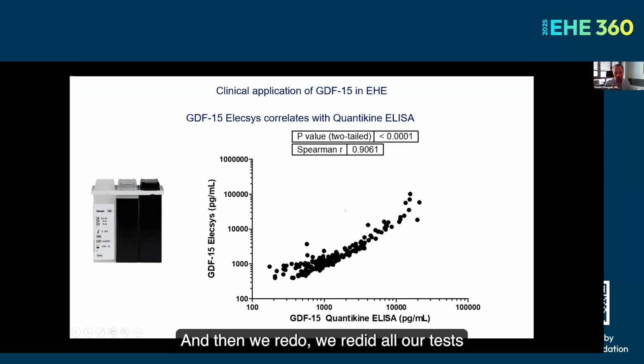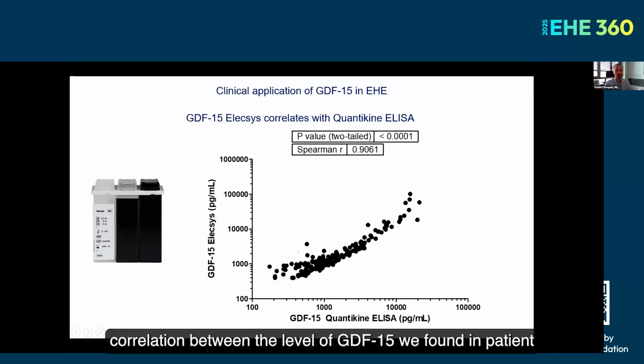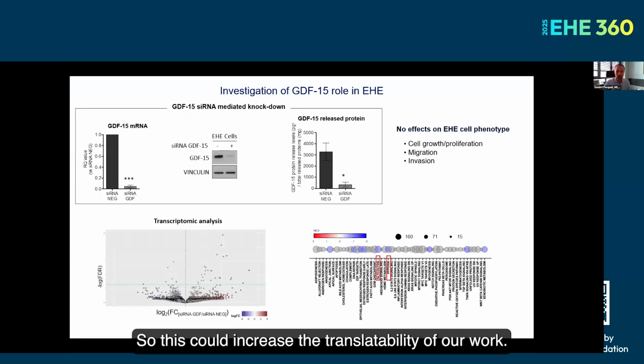And then we redid all our tests using this clinical grade ELIXIS test. And here, basically, we showed that there was a high correlation between the level of GDF15 we found in patients and those that this new test points out, considering that this new test is much more reliable on low or very high values. So this could increase the translatability of our work.